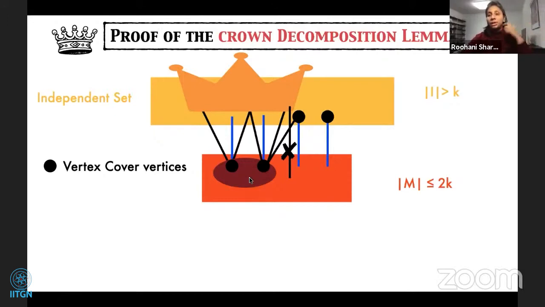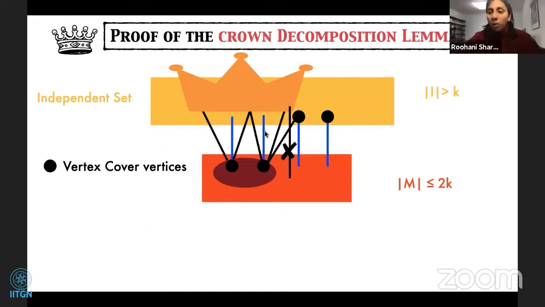And another thing that we need to prove for a crown is that there's a matching saturating the head, and that is indeed the case because of these blue edges. So we have actually found a crown decomposition of this graph, right? So this finishes the proof of the crown decomposition. And using this, we have also given a 3k vertex kernel for vertex cover.